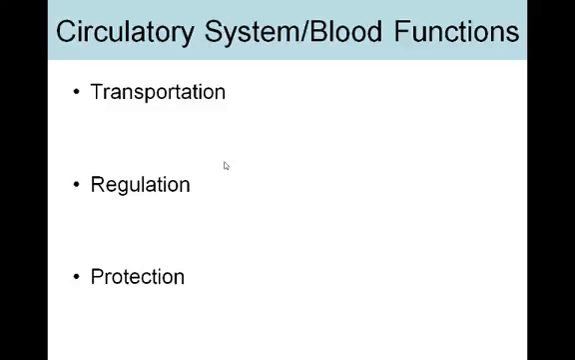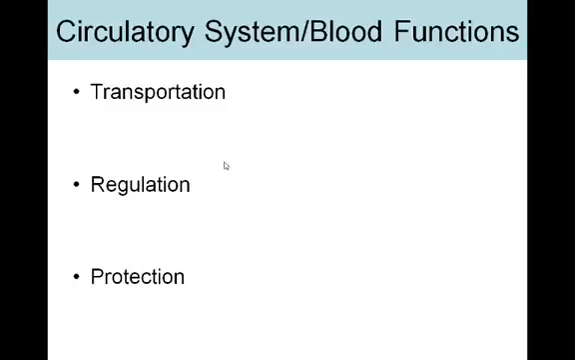Blood also transports gases like oxygen and carbon dioxide. It also transports waste products. Carbon dioxide is actually a gaseous waste product. Urea is a waste product that we find being transported through the bloodstream. And blood also functions to transport hormones. An example of some hormones you might find in the bloodstream, you've probably heard of adrenaline, or insulin.